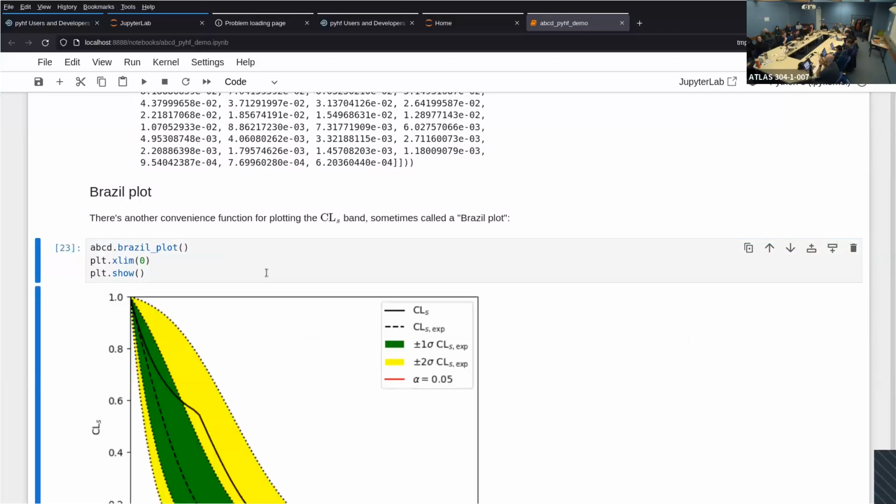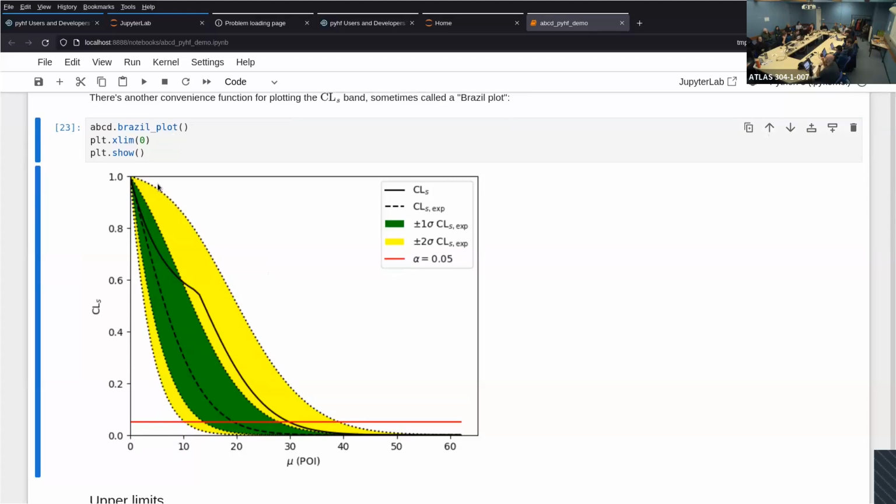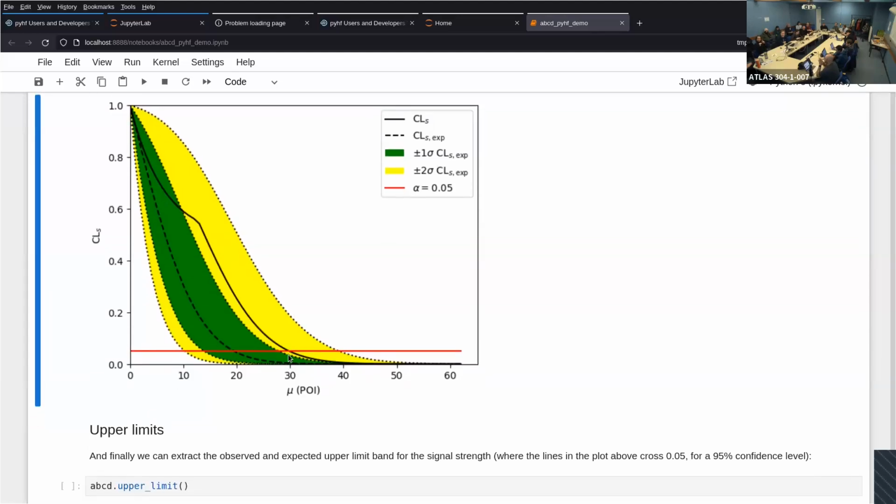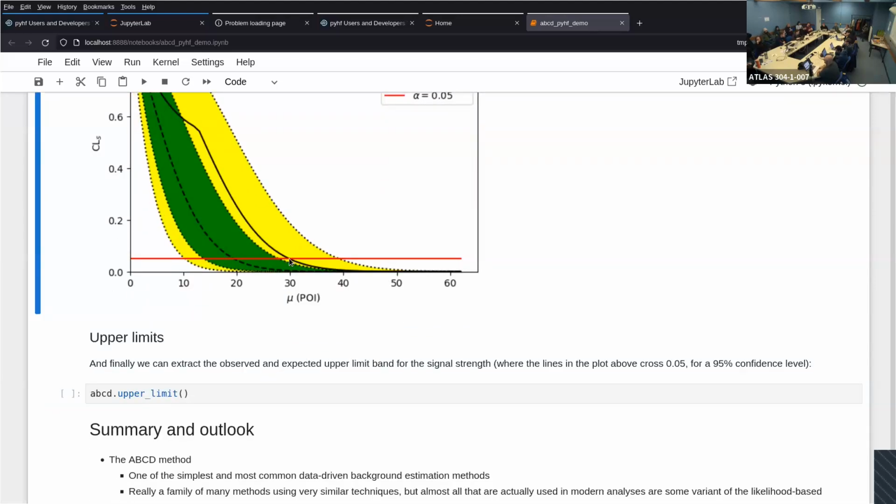And then you can a lot more easily see this in a Brazil band plot like this that we usually see, where it plots the observed and expected CLS values and these bands of uncertainty. And so you can see that the observed upper limit is up here around 30. The expected is like 19 or something. So this observed has a bit of an excess, between 1 and 2 sigma, but not enough of an excess. There's no discovery in this case, but there's at least you can set the upper limit.